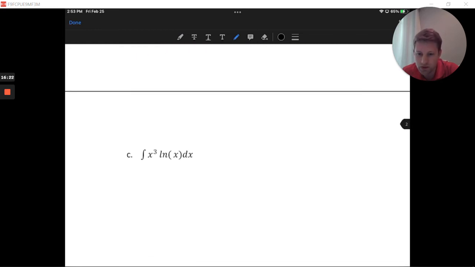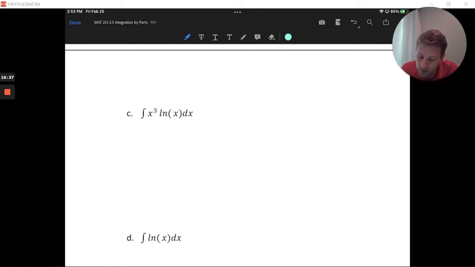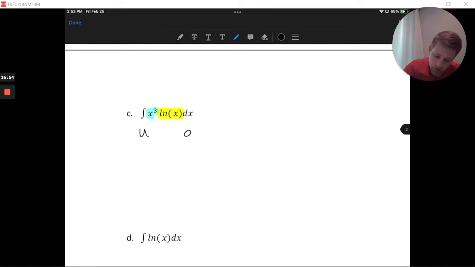Let's go ahead and jump into another question. This one involves a natural log function. So the first two had an exponential. Now we're going to look at natural log. So again, we have really two functions of x here: x raised to the third power, and a natural log function. So first, I'm going to consider, what would be my best u and dv function?